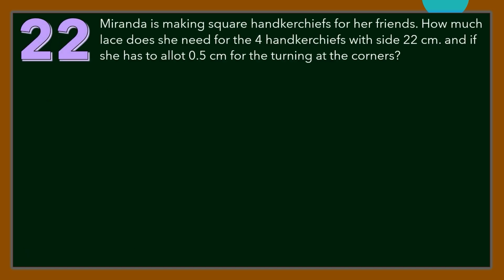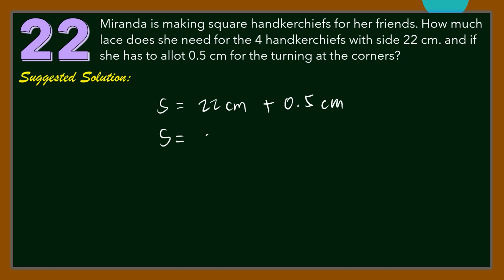Number 22. Miranda is making square handkerchiefs for her friends. How much lace does she need for the 4 handkerchiefs with side 22 centimeters, if she has to allot 0.5 centimeters for the turning at the corners? Here is our suggested solution. The handkerchief is in the form of a square, and the perimeter of a square is equal to 4 times S, or the side. Then for each side, Miranda will be using 22 centimeters plus 0.5 centimeters. So each side of the handkerchief will be 22.5 centimeters.